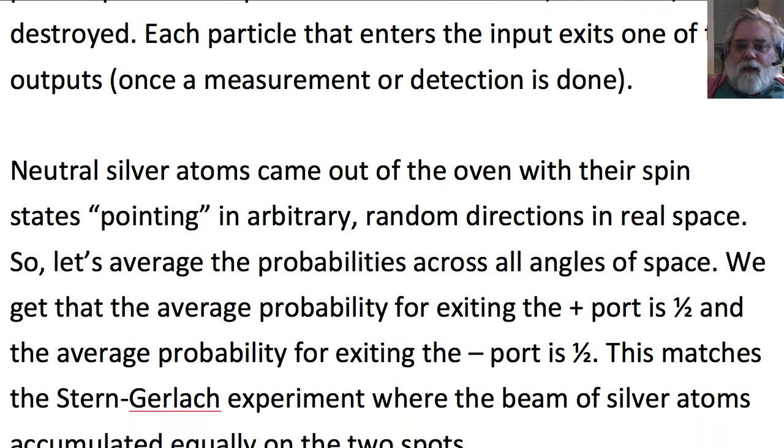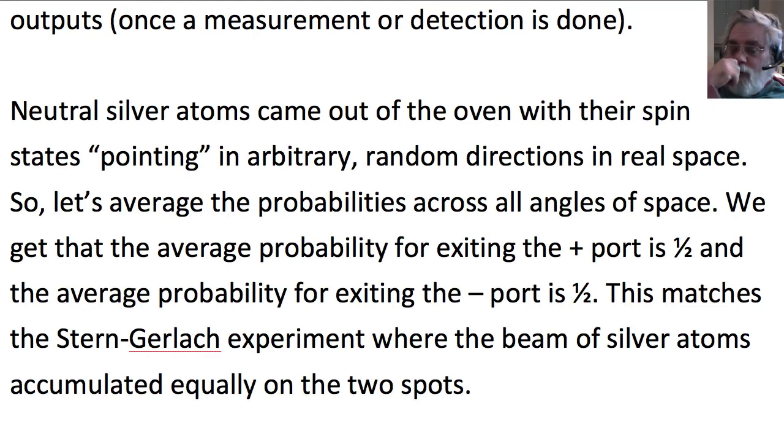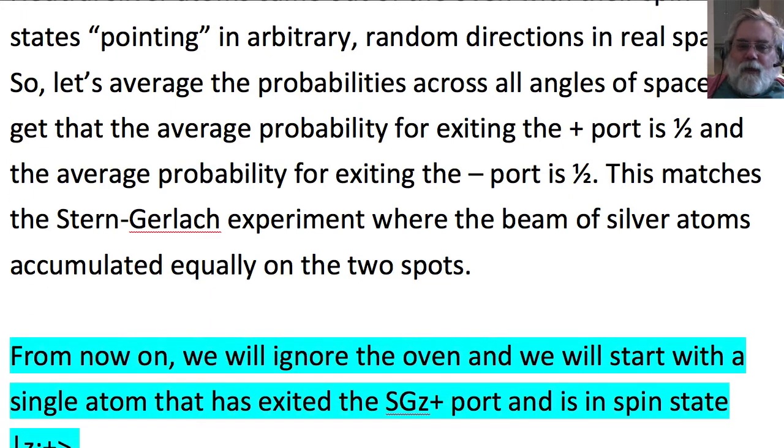Neutral silver atoms came out of the oven with their spin states pointing in arbitrary random directions in real space. So let's average the probabilities across all angles of space, equal probability for every angle. We get that the average probability of exiting the plus port is 1/2, and the average probability for exiting the minus port is 1/2. This matches the Stern-Gerlach experiment, which determined only qualitatively that the beam of silver atoms accumulated equally on the two spots.